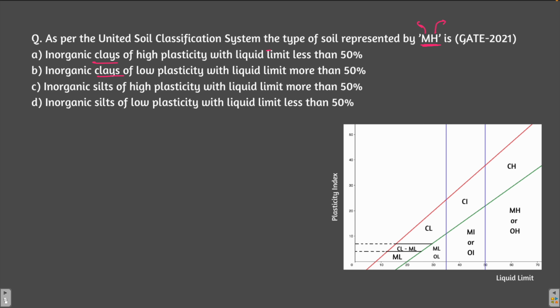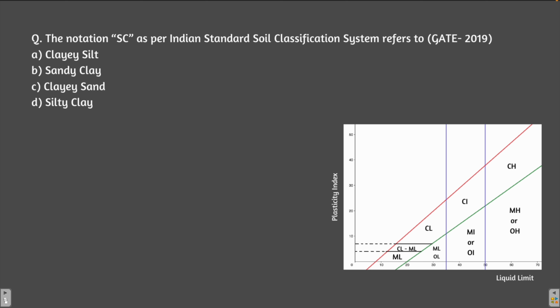Inorganic clays, this option is wrong. Inorganic silts of high plasticity with liquid limit more than 50%. This option is correct. Of high, and what is the last thing? Inorganic silts of low plasticity. No, this is of high plasticity. H means high plasticity. So this is the correct option. Option number C. This was a very simple question and it was asked in the year 2021. Let's move on to the next question.